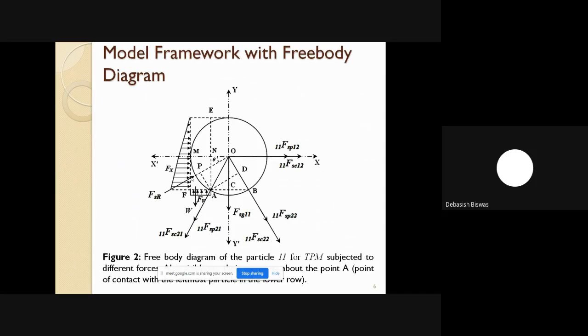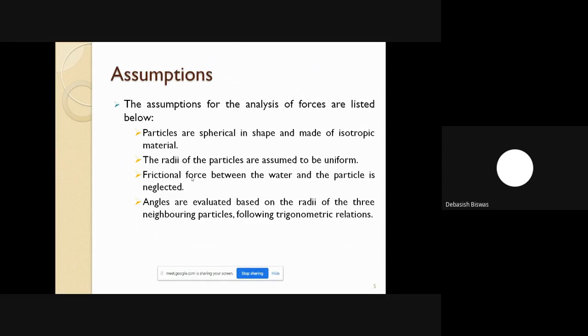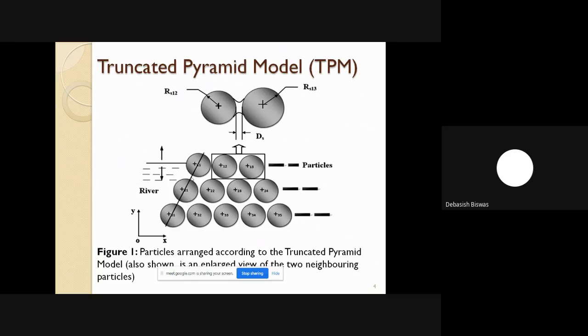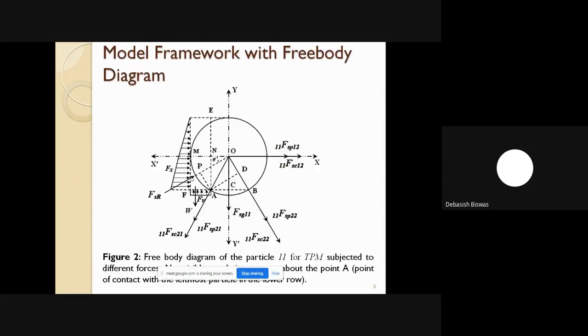This is the model framework which has been solved for the particle 1-1. As in the previous slide, you can easily see that the particle 1-1 is the most vulnerable particle with respect to failure because it is the topmost and leftmost particle of the bank surface. So that's why the particle 1-1 has been chosen for the analysis.